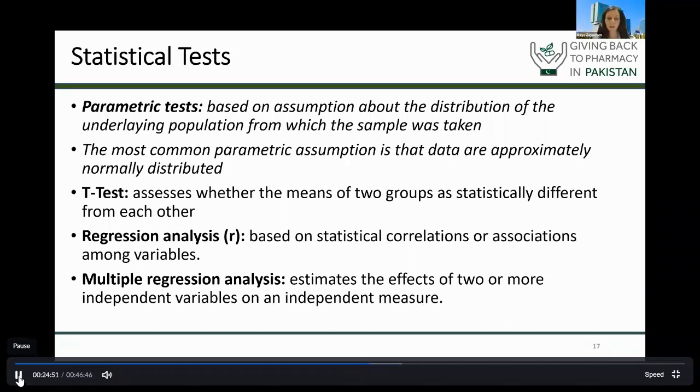Multiple regression analysis estimates the effects of 2 or more independent variables on a dependent measure. So, the weight example we talked about earlier: you want to study the effect of exercise on weight, but you have to think of the age, the comorbidities, the lifestyle, the length of the exercise, the type of exercise. All of those are important to analyze your outcome. So when you have multiple factors affecting your outcome, this is when you want multiple regression analysis.